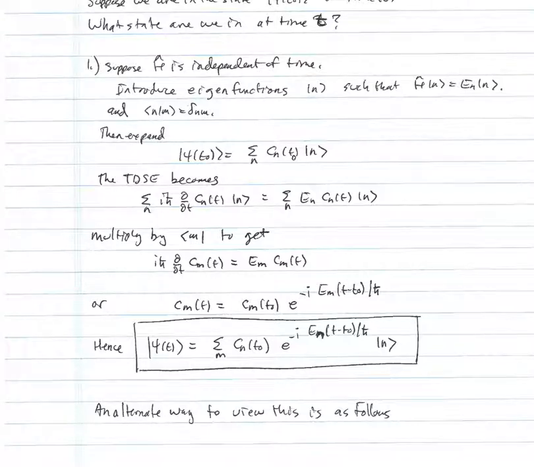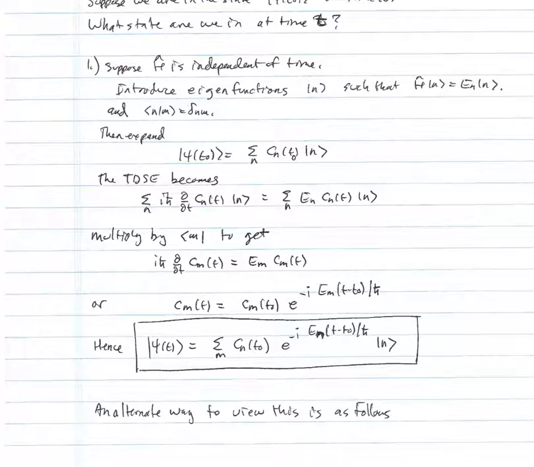If you don't know, recall that you can divide both sides of the equation by Cm of t, then the left-hand side becomes the logarithmic derivative of Cm of t, and that's just equal to Em, and I can divide by i h-bar on both sides, so it's Em over i h-bar. I integrate both sides with respect to t.